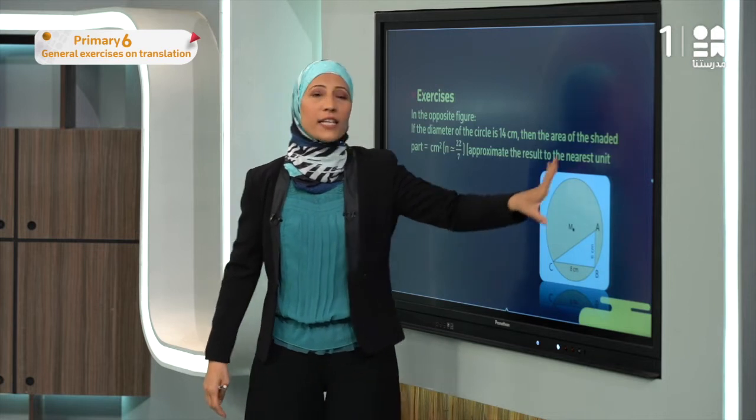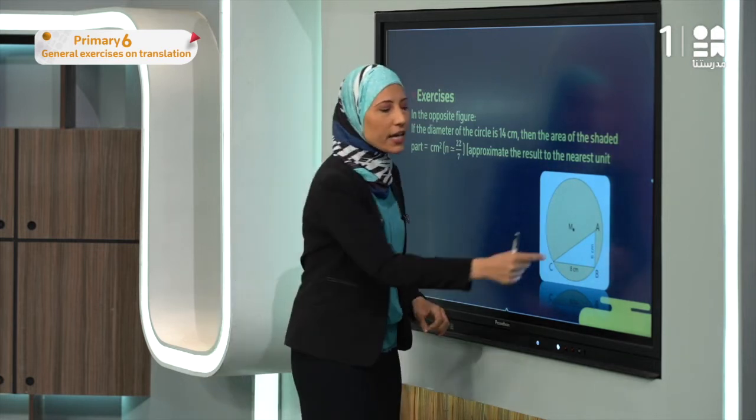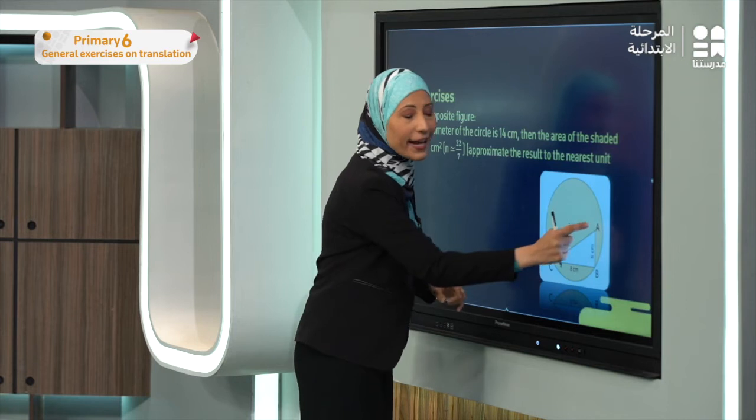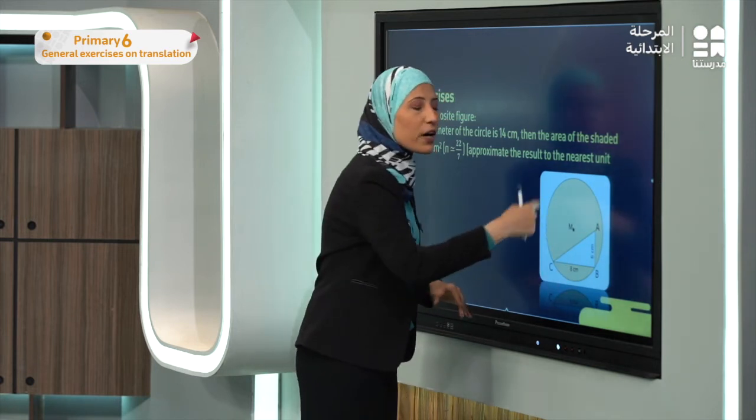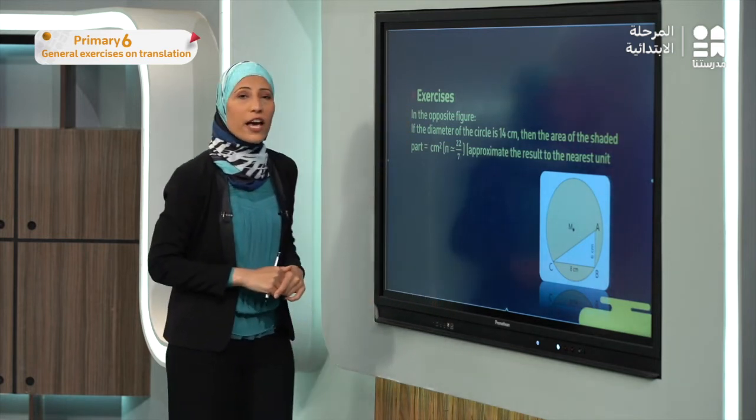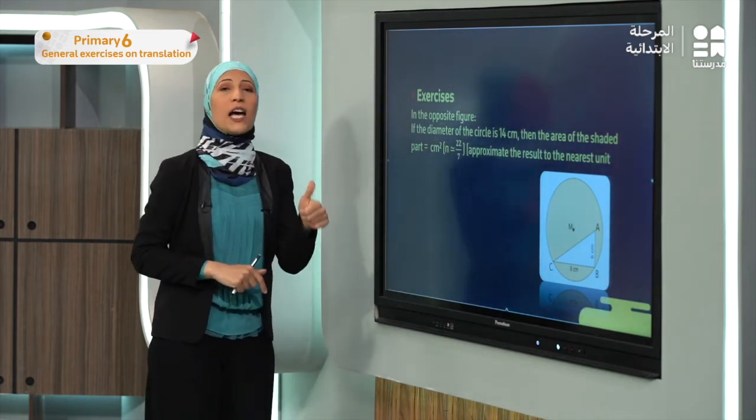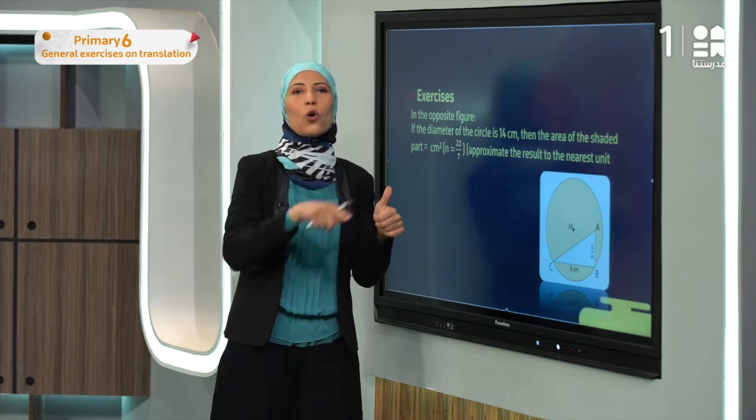And take care, he's coloring all the circle except the triangle part. He's drawing a triangle without shading it. So I need to find the area of the shaded part here. First of all, I will find the area of the whole circle.